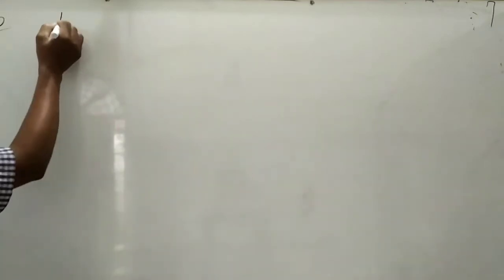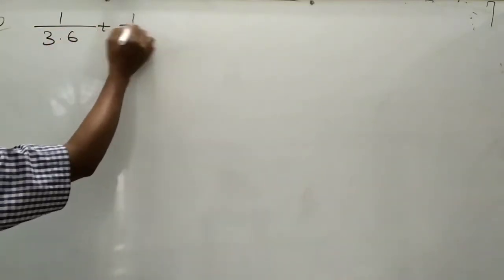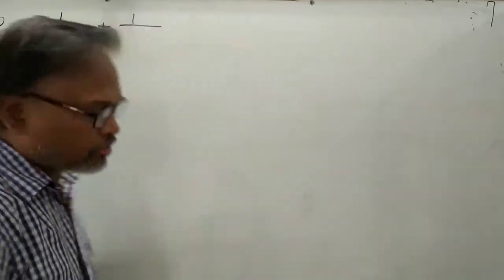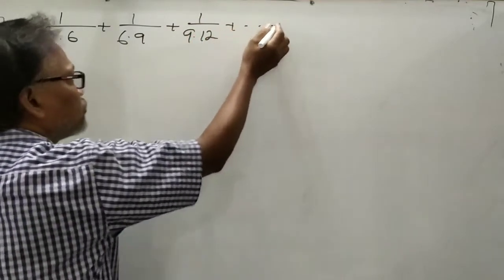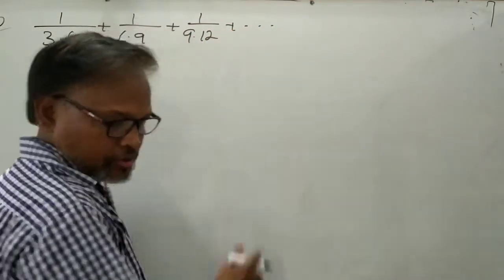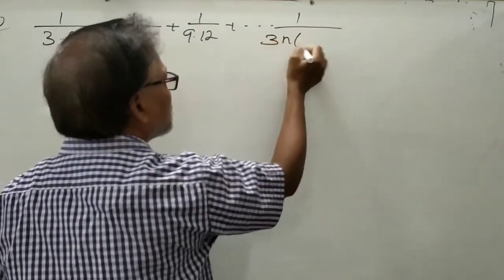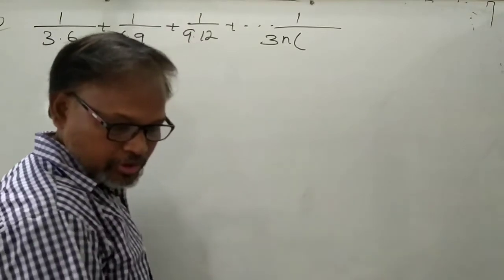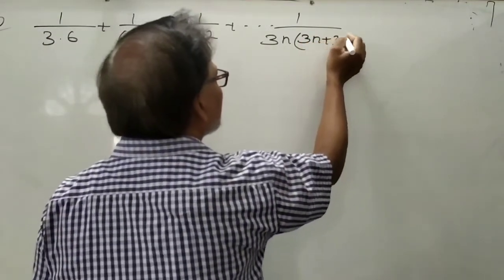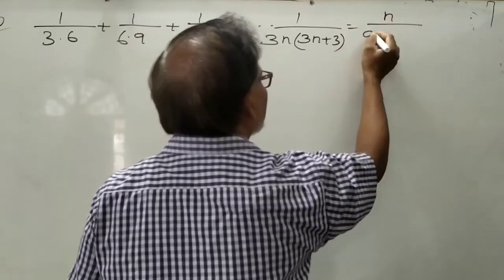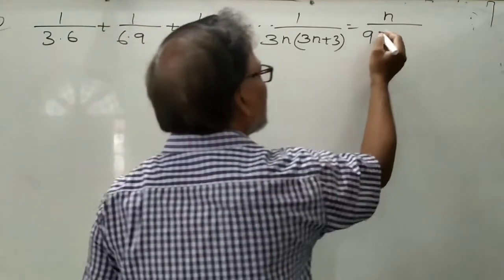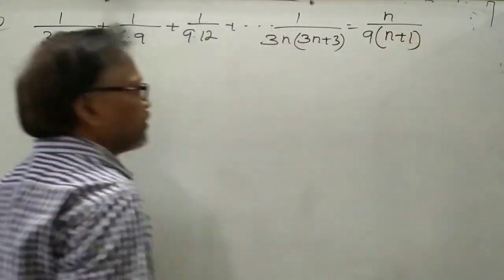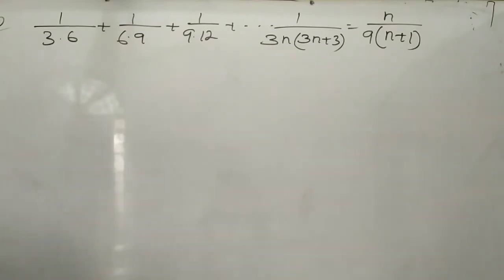So 1 upon 3.6 plus 1 upon 6.9 up to 1 upon 3n plus 3 ... 9n plus 1. This you have to show by using the mathematical induction.